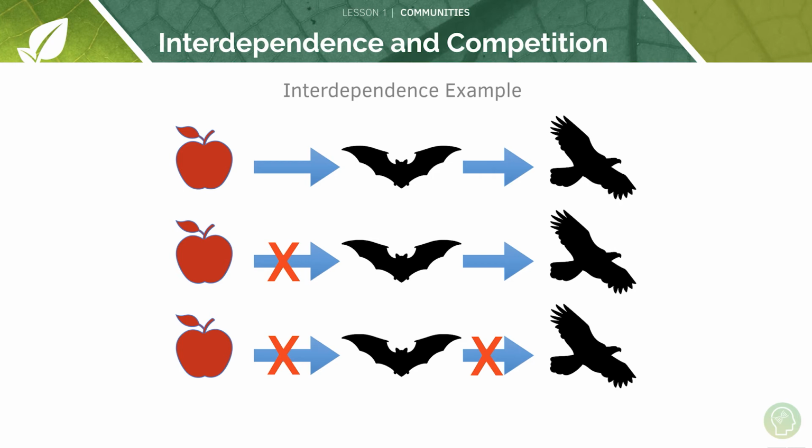Now, if there's a shortage of fruits one year, the bats will starve and so die, and in turn the eagles will starve and die because they lose their prey. So can you see how if one species is removed, the whole ecosystem suffers because we have this interdependence. We rely on the apples to sustain the bat population to then sustain the eagle population, okay?